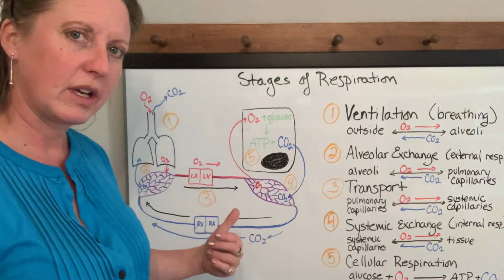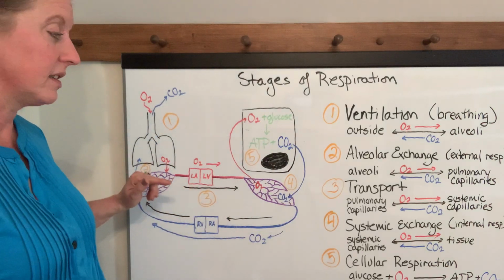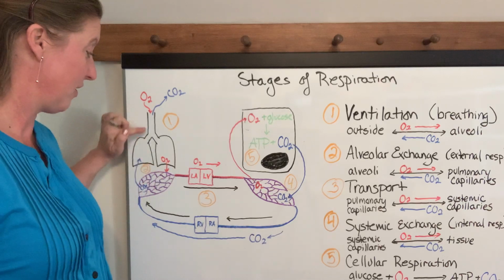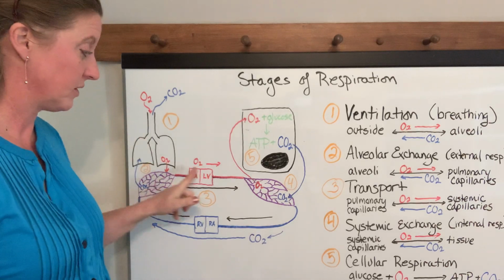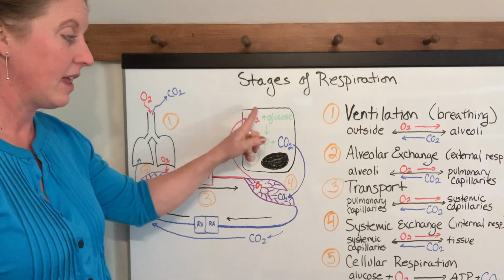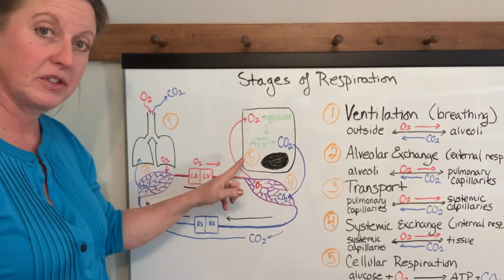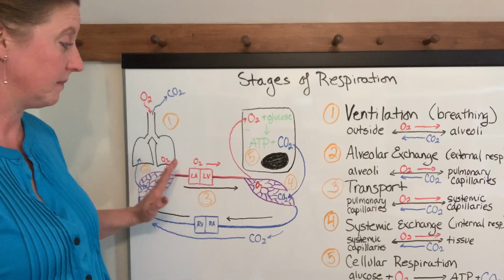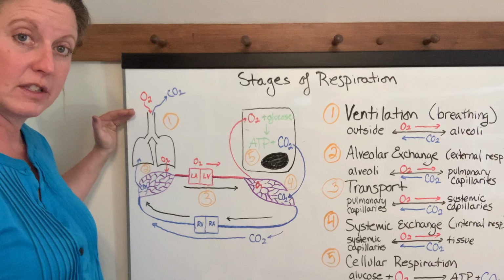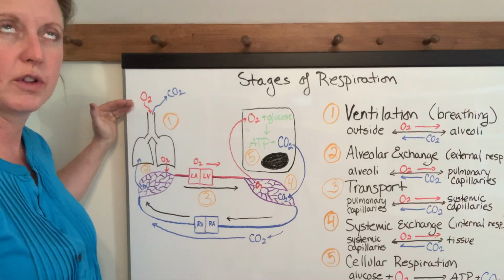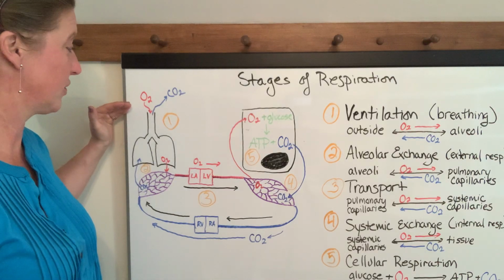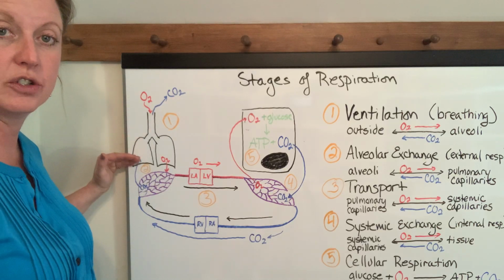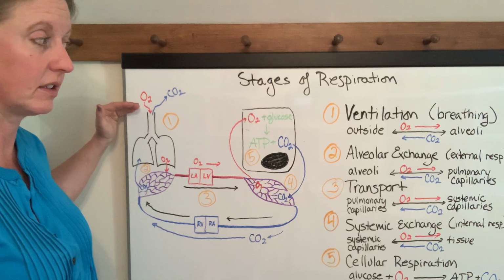Now let's start by looking at a diagram. So in this diagram, which I crammed into this tiny little board, there are lungs, there's the circulatory system, and then there are the cells of our tissues. And all of these are involved in the process of respiration. The first stage of respiration is called ventilation. And ventilation is the movement of air into and out of the lungs.